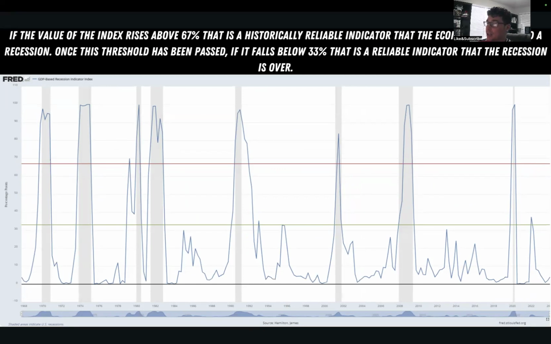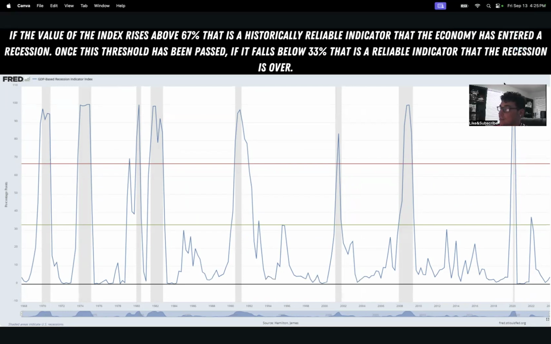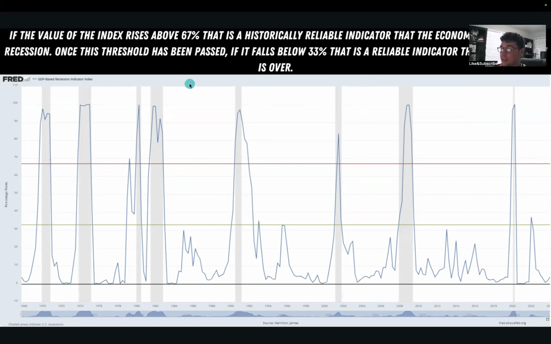Now, here we've got the GDP-based recession indicator index. All right. Now, if the value of the index rises above 67%, that is a historically reliable indicator that the economy has entered a recession. Once this threshold has been passed, if it falls below 33%, that is a reliable indicator that the recession is over. So this is another thing that you guys can look at. Again, this is the GDP-based recession indicator index, right?